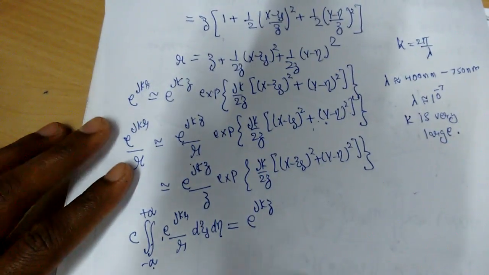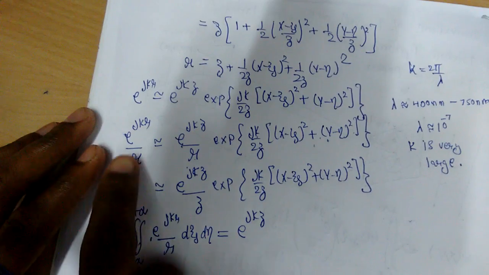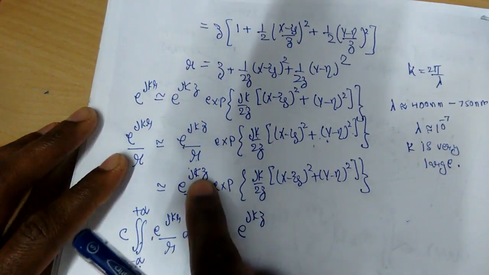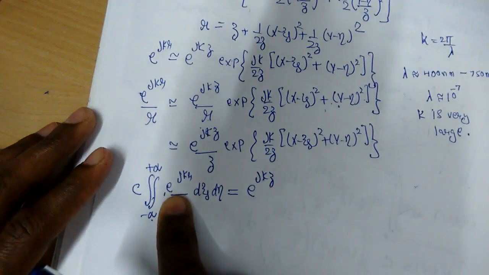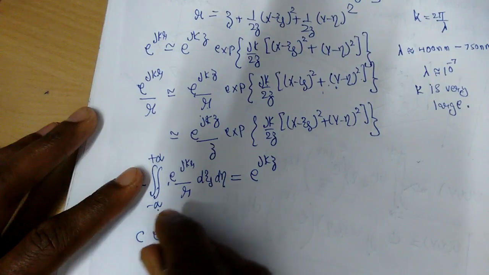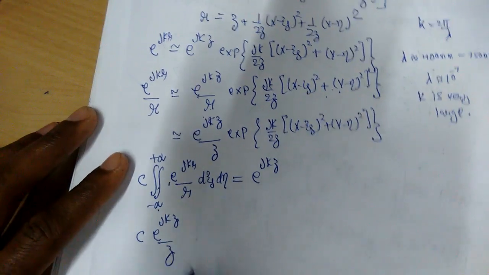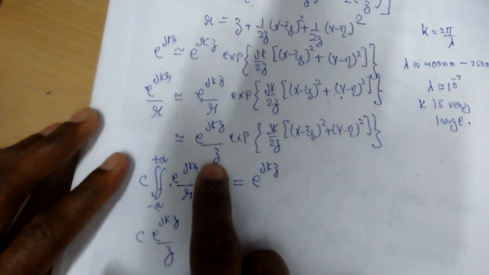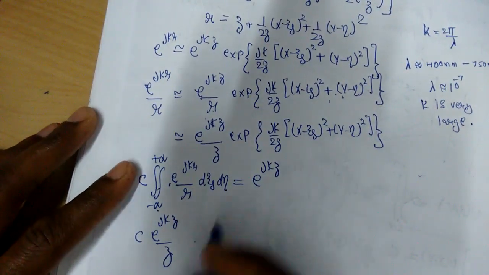So what you do now, you just write the e raised to power jkr, I mean this term here. Okay, so what you can write, e raised to power jkz divided by z, because the integral is over zeta and eta, so this z is constant, it can be taken outside the integral.